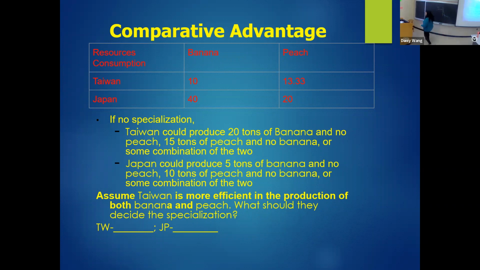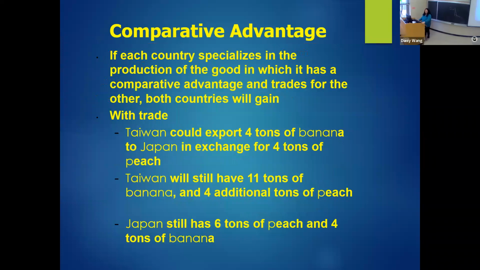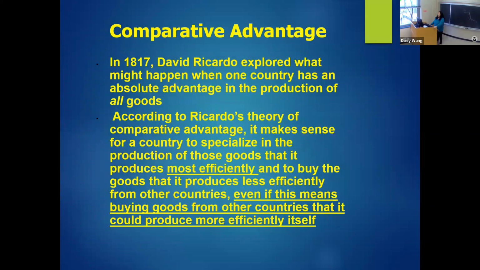Okay, does it make sense? But like I said, this is just theory. So we can export 4 tons of banana to Japan in exchange for 4 tons of peach. So we still have in total more banana and more peaches if we trade. So that's why we have this theory that promotes trading, but this is just theory.